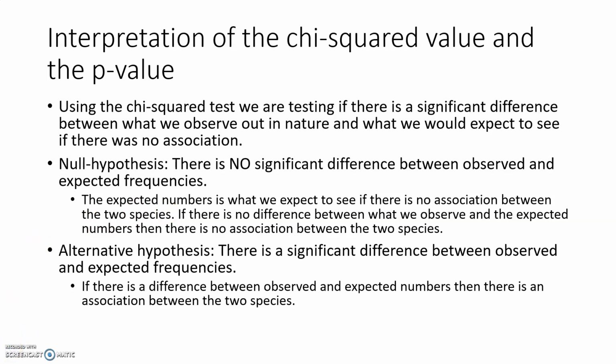We also have the alternative hypothesis that there is a significant difference between the observed and the expected frequencies. And if that is the case, if there is a difference between observed and expected frequencies, that means that there is an association between the two species, because the expected values are based on the theory that there is no association, and if those numbers are very different from what we see, that means that there is an association between the two species.